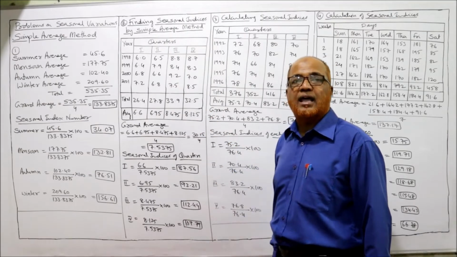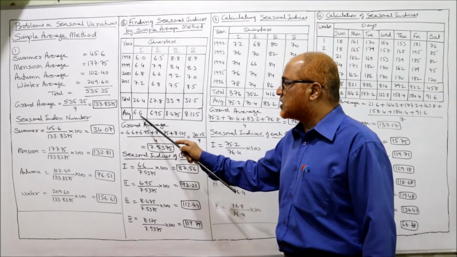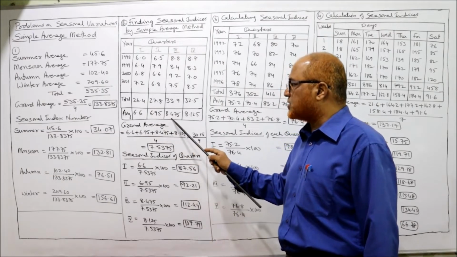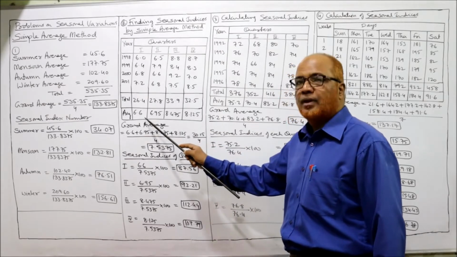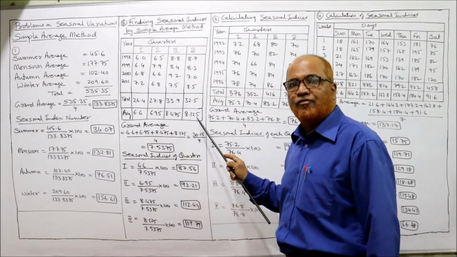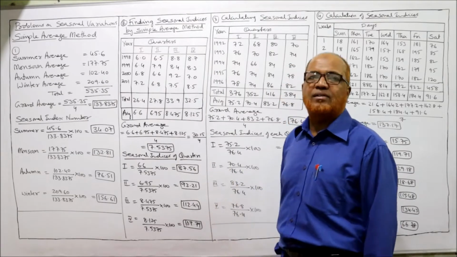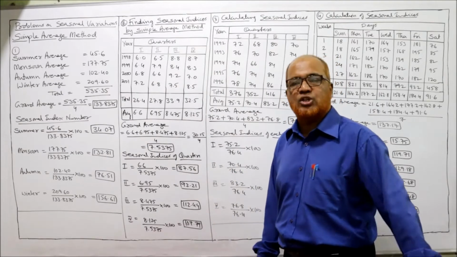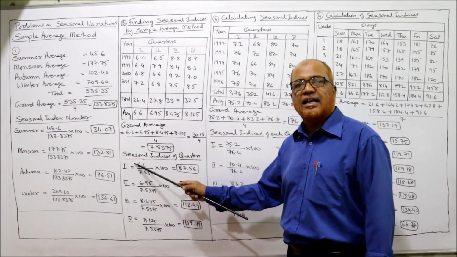Now we will calculate the grand average. The grand average, take the total of the averages 6.6 plus 6.95 plus 8.475 plus 8.125 divided by 4. How many values do we have? 4 values. So divide by 4, you will get 7.5375. This is called the grand average. Now we calculate the seasonal indices.